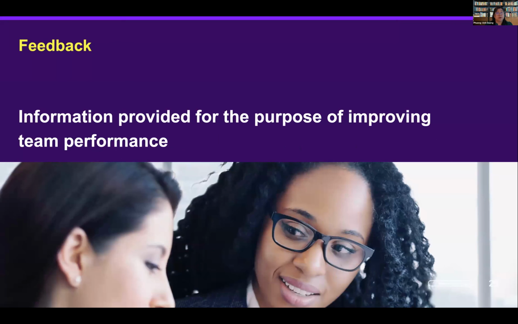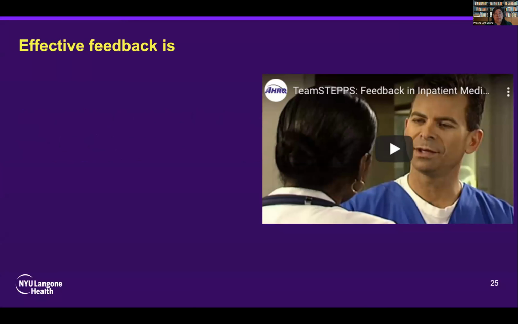So what's the purpose of feedback? It's to improve team performance. So we have to think about it as improving team performance. It's not to punish somebody. It's not to tell them they did something wrong. It's to make sure that we're learning to improve what we're doing. So that's an important thing to keep in mind when you're giving feedback.